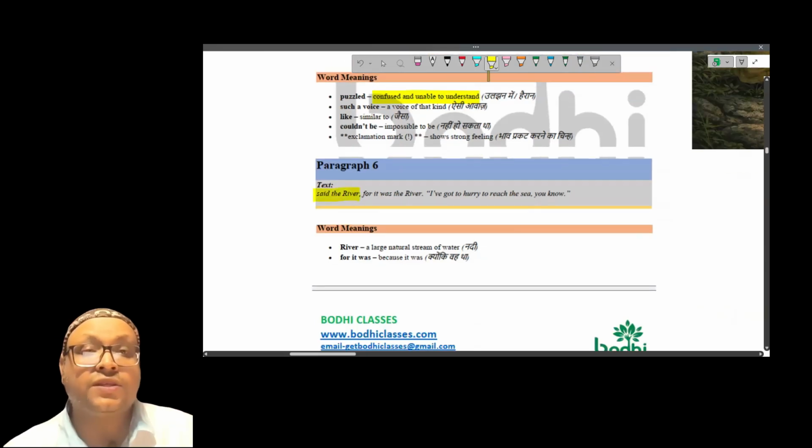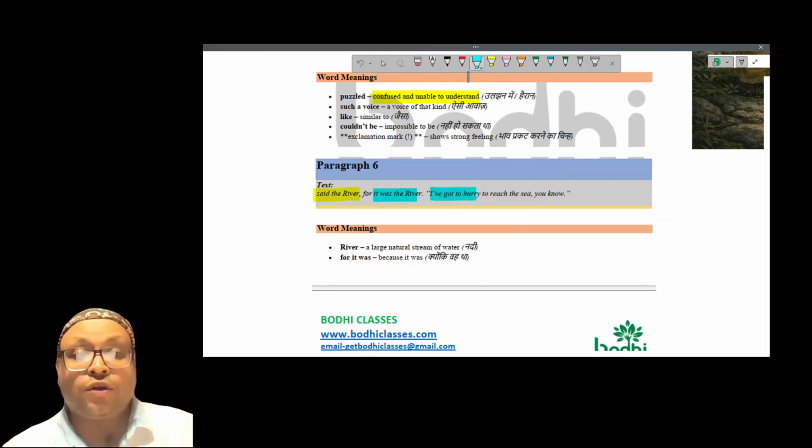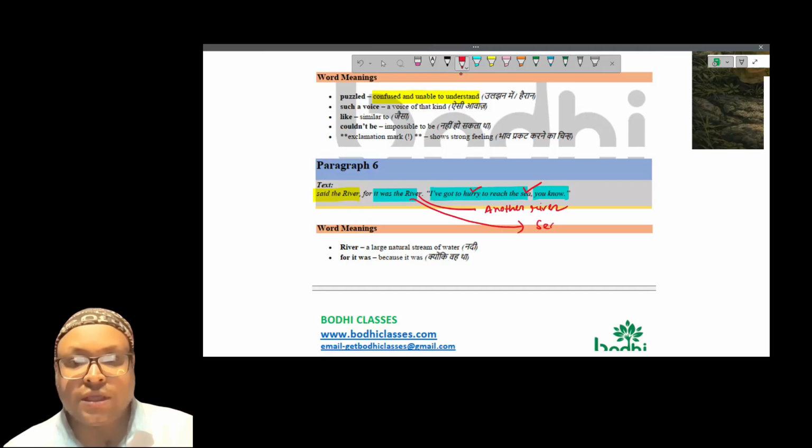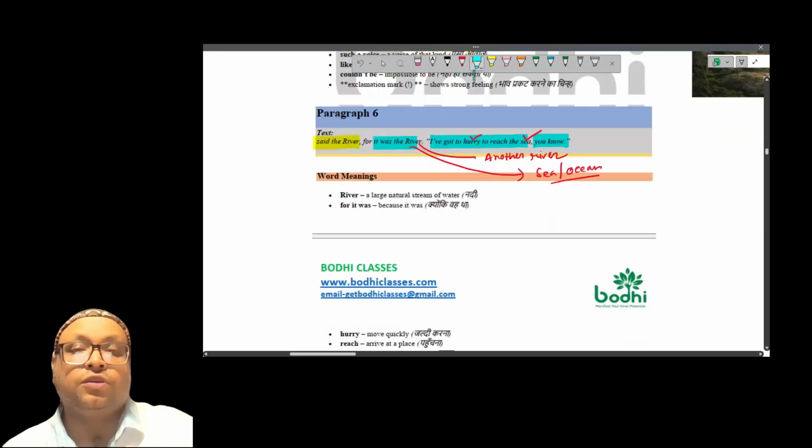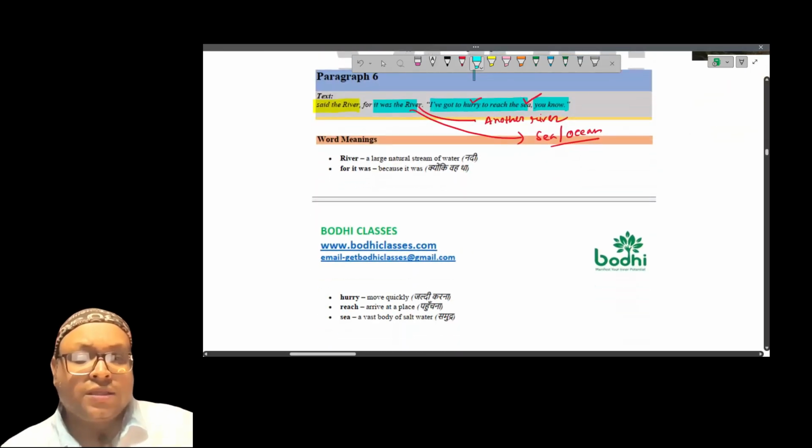Then said the river, what did the river say? For it was the river. I have got to hurry to reach the sea. The river says, I need to hurry so that I reach the sea. Every river either merges with another river, or ultimately goes to the sea or ocean basically. So our river is telling, I have to reach the sea. See here, hurry means to move quickly.